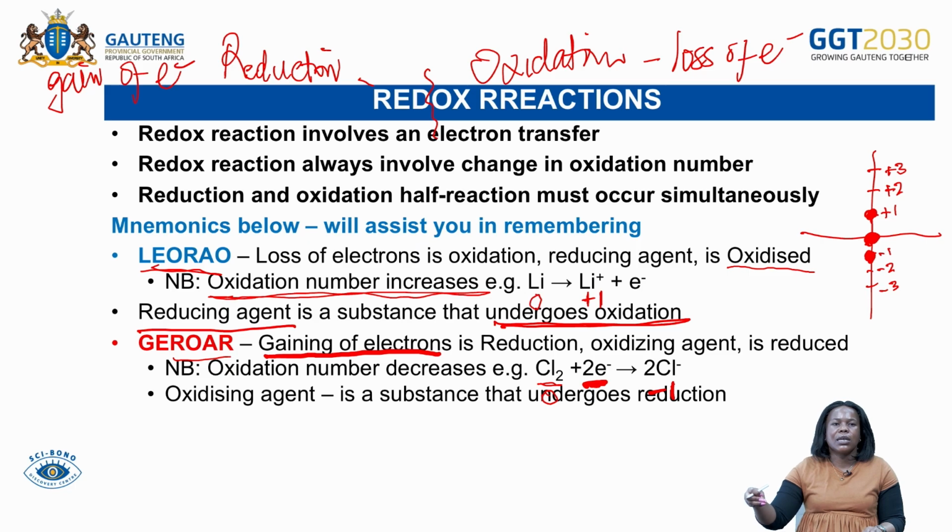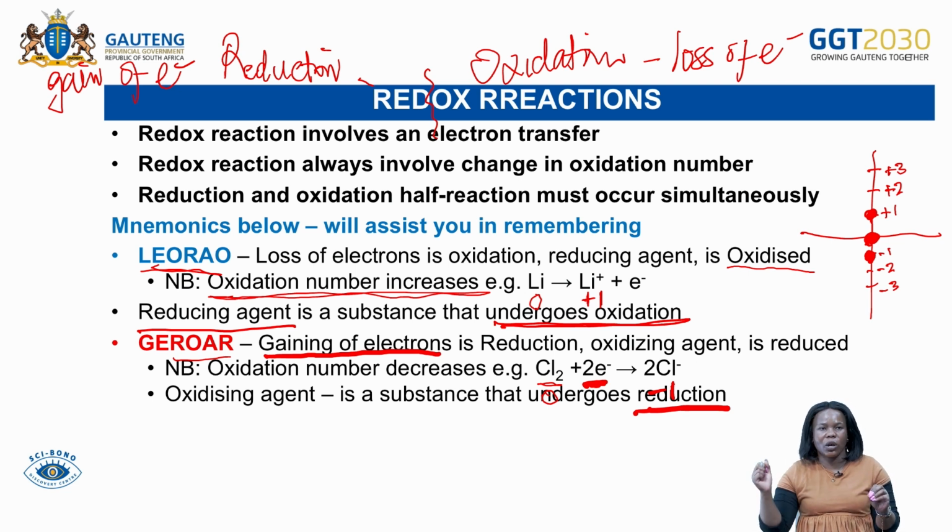Oxidizing agent is a substance that undergoes reduction. It is always vice versa. Reducing agent is a substance that undergoes oxidation. Oxidizing agent is a substance that undergoes what? Reduction.